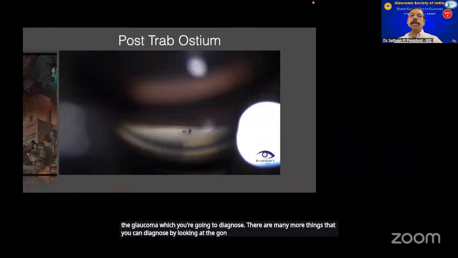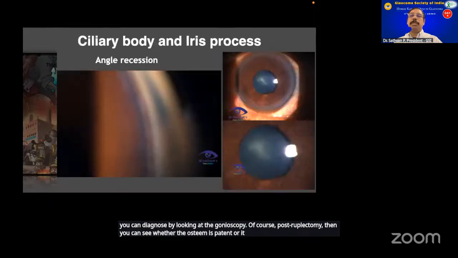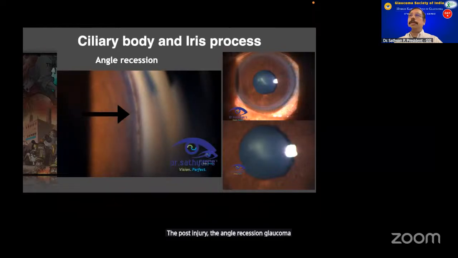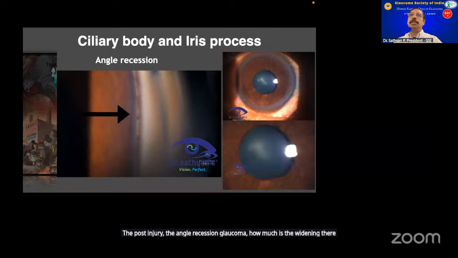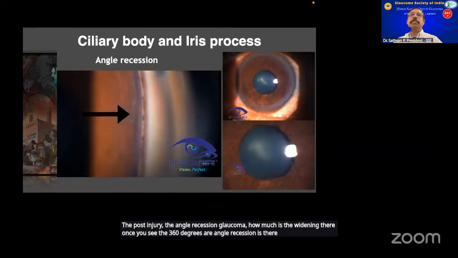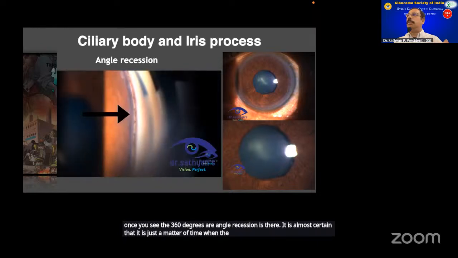Of course, post-trabeculectomy, you can see whether the ostium is patent or occluded, and many more things you can really look at using the gonioscopy. Post-injury, in angle recession glaucoma, how much is the widening there? Once you see 360 degrees of angle recession, it is almost certain that it is just a matter of time before the patient develops glaucoma.